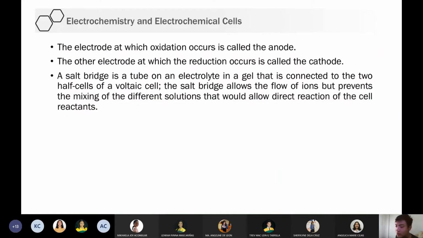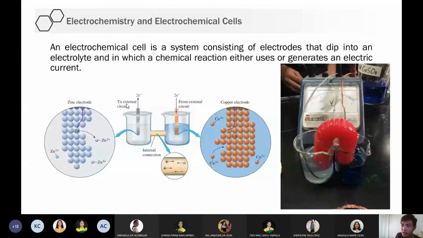And these are the terms that you need to know about electrochemical cells. Papansin nyo, the electrochemical cells has 3 parts: one on the left, one on the middle, and one on the right. So the one on the left is called the anode. So this is called the anode. And the one on the right is called the cathode.